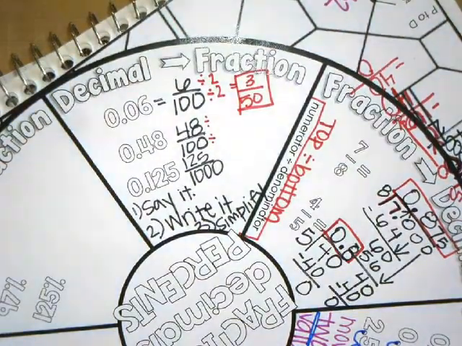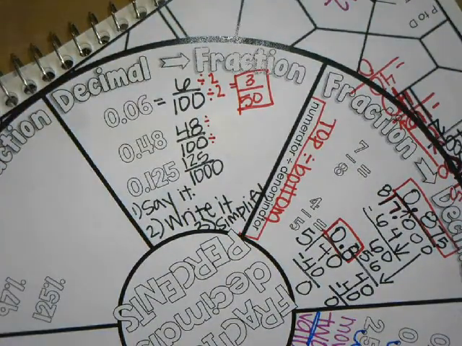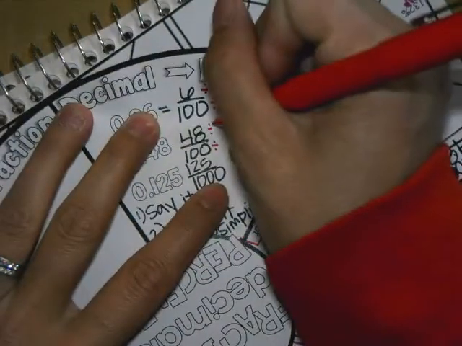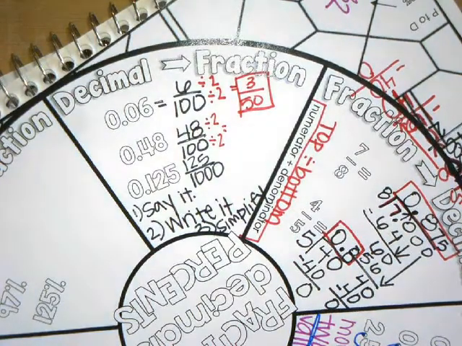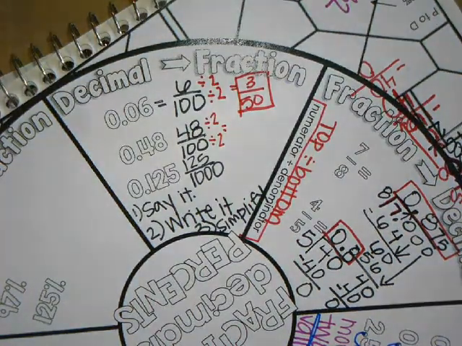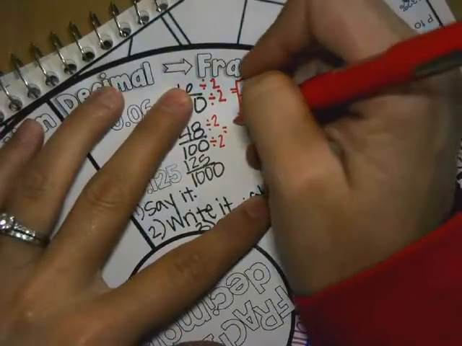Same thing. 48 over 100. Someone raise your hand and tell me, what number can I divide out of 48 and out of 100? It has to be the exact same number, and it has to go in perfectly. What do you think, Hank? 2. Let's do 2. Someone raise their hand and tell me, what is 48 divided by 2? Elena? 24.